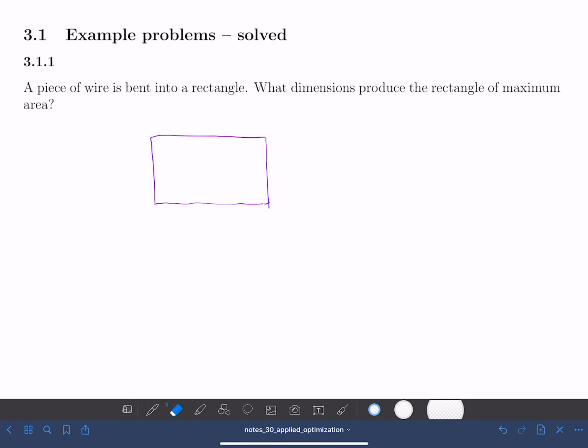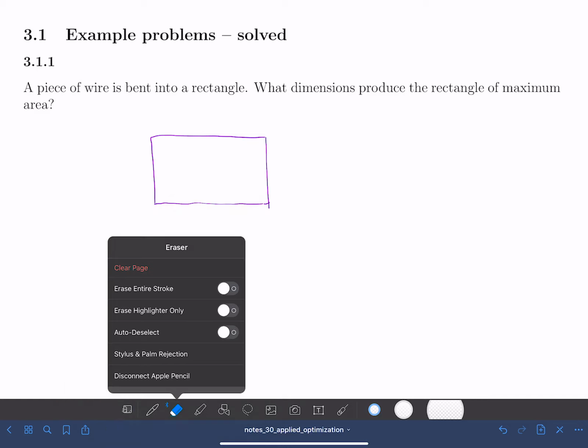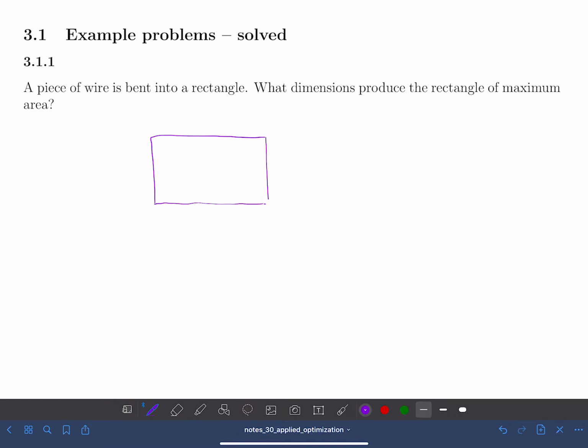So I think I need to say that the wire starts and stops here. That's what I'm going to do for my rectangle. The total length of this wire, let's call that L for length. The total length L is also equal to 2x plus 2y.